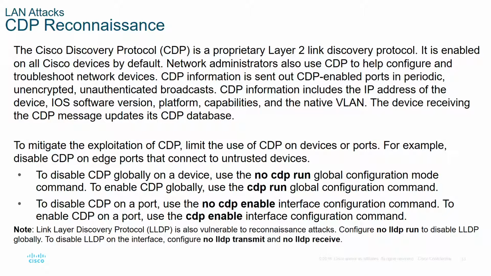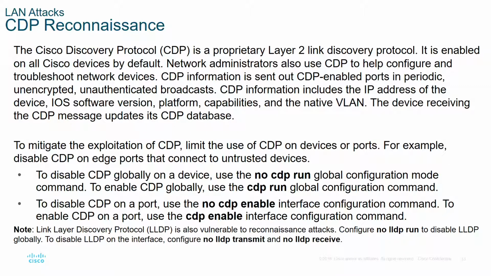The device receiving the CDP message updates its CDP database. To mitigate the exploitation of CDP, limit the use of CDP on devices or ports. For example, disable CDP on edge ports that connect to untrusted devices. To disable CDP globally on a device, use the no cdp run command in global configuration mode. To enable CDP globally, use the cdp run command in global configuration mode.